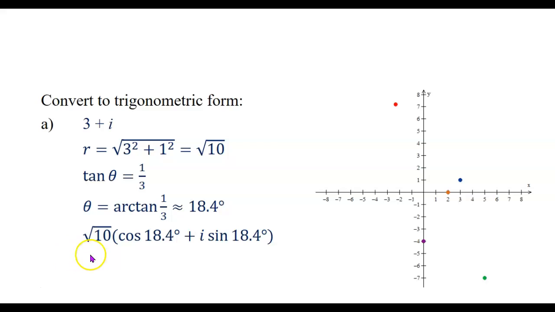So the trigonometric form is the square root of 10 times the cosine of 18.4 degrees plus i times the sine of 18.4 degrees.